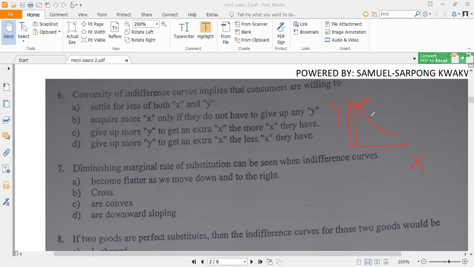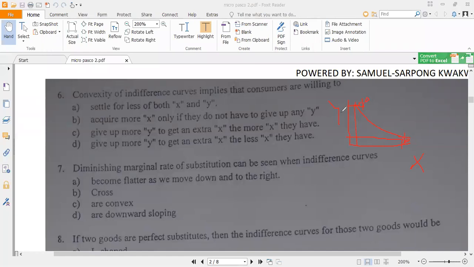But as you move down the convex curve, assuming we get to this point, point B, you realize that you are consuming so much of X and so little of Y, which means that your willingness will decrease.